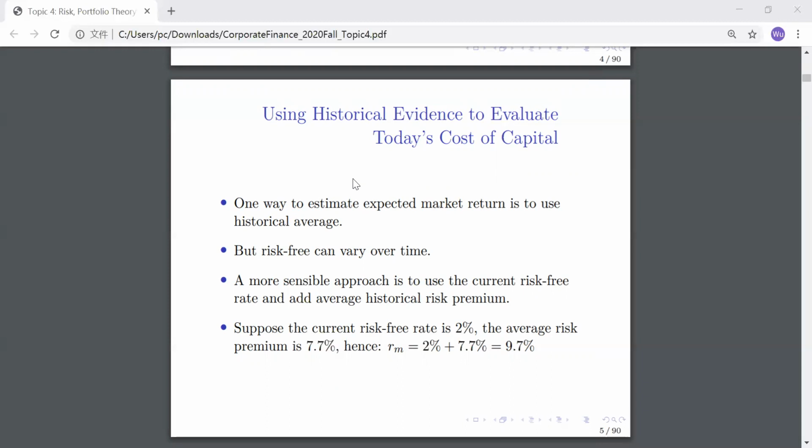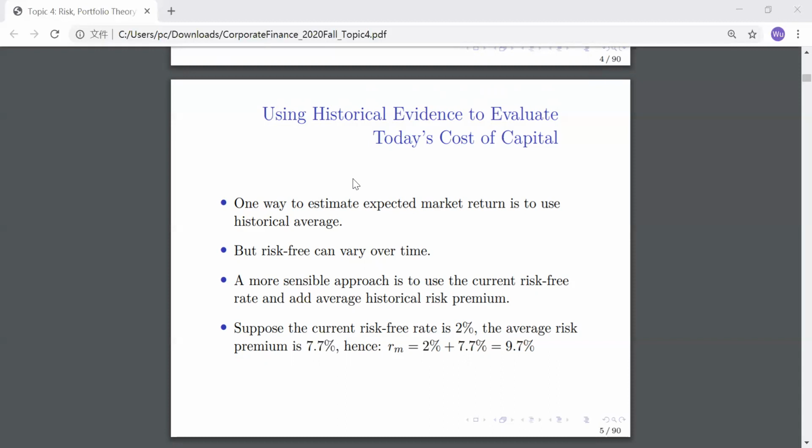That's why a more sensible approach is to use the current risk-free rate and add the average historical risk premium, right? The idea is that we need to use the current risk-free rate because that reflects the current market condition. We don't want to use the previous one. And if we use the current risk-free return, then it's going to link better to the future, right? Because the future is close to today. And then using this current risk-free rate, we can add the average historical risk premium.